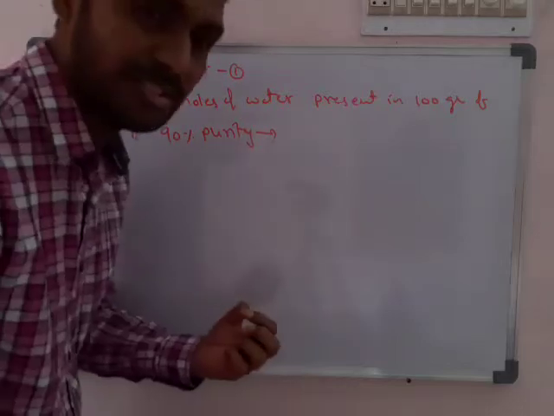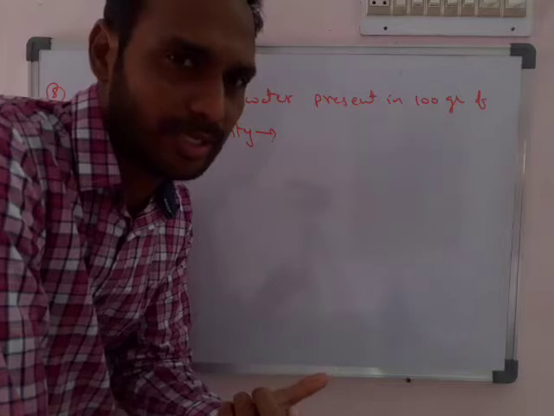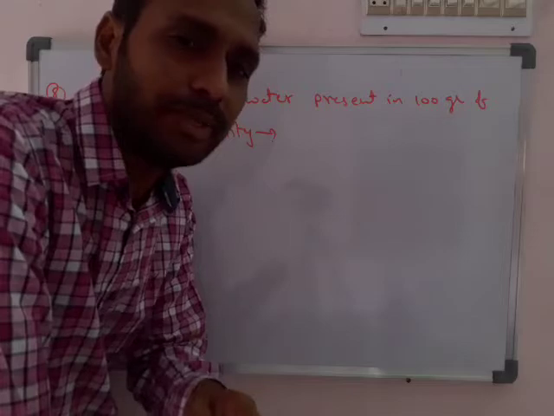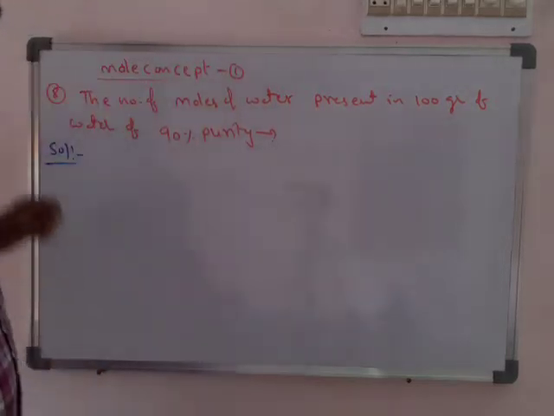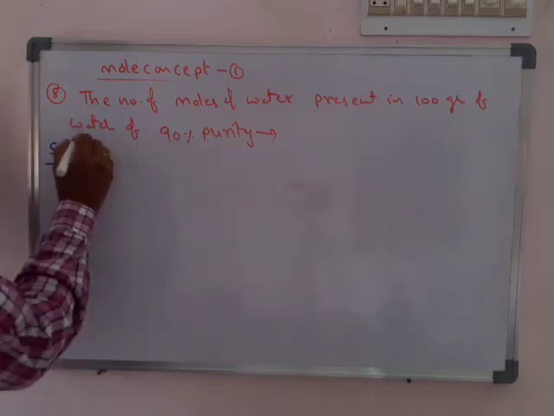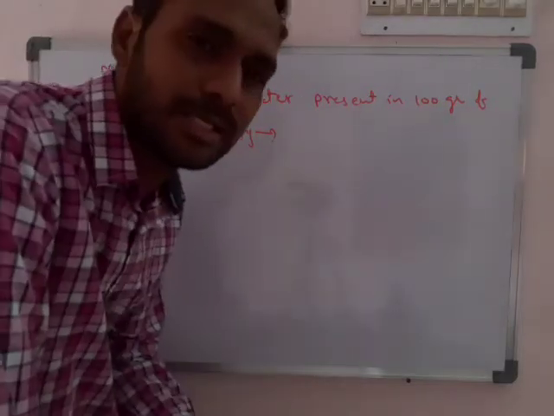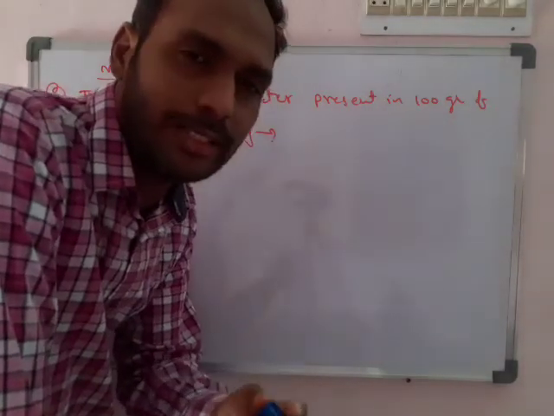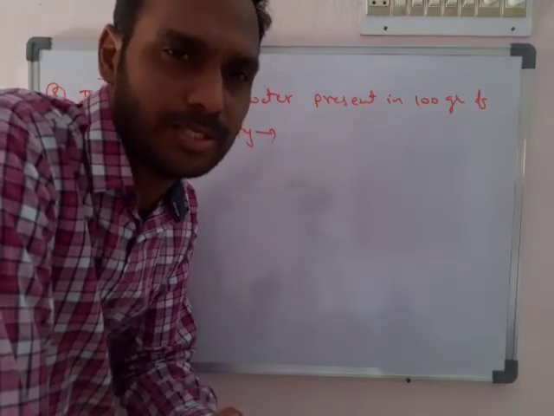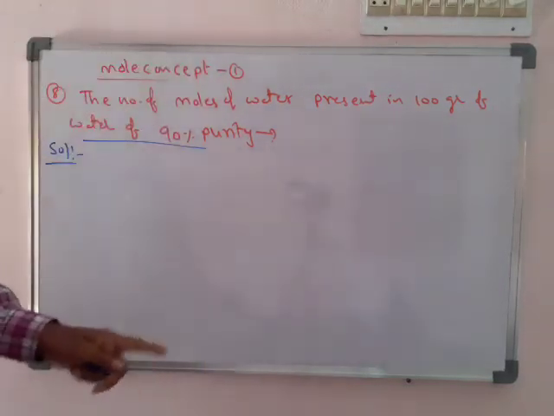See the number of moles, very simple. As the number of moles, we know the formula: weight by gram molecular weight. It is 100 by the molecular weight of water, 18 actually. But here the extra thing is given: the purity of water is only 90%. Means, if you take 100 grams of water, 90 grams of water is there. Remaining some impurities are remaining, other salts are present. Means its purity is only 90%.